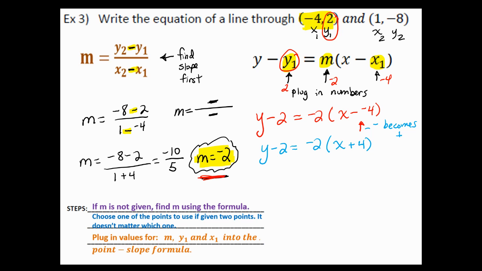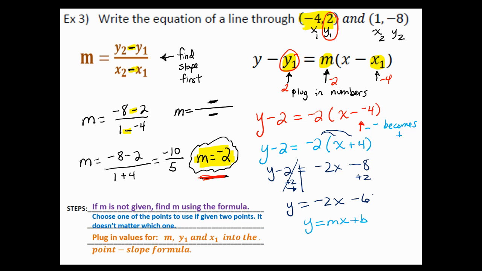Okay, so the last part is to get it into this last form, is to go ahead and do a little distribute right here. So I'm going to bring this down. It's negative 2x. Negative 2 times positive 4 in the back is negative 8. Pop that negative 2 over by add 2, add 2. So your final answer is y equals, because this cancels, negative 2x, and negative 8 plus 2 is negative 6.